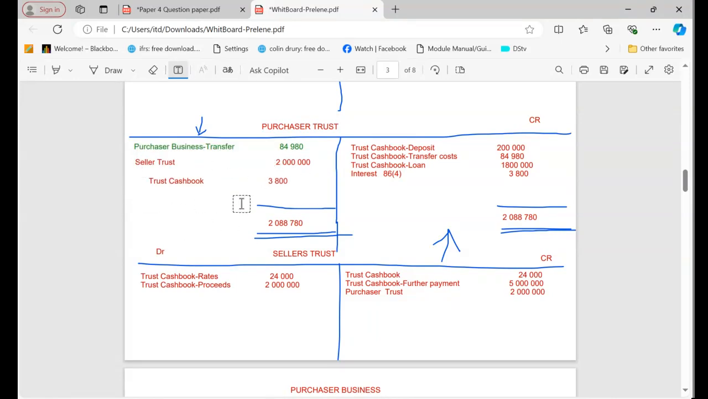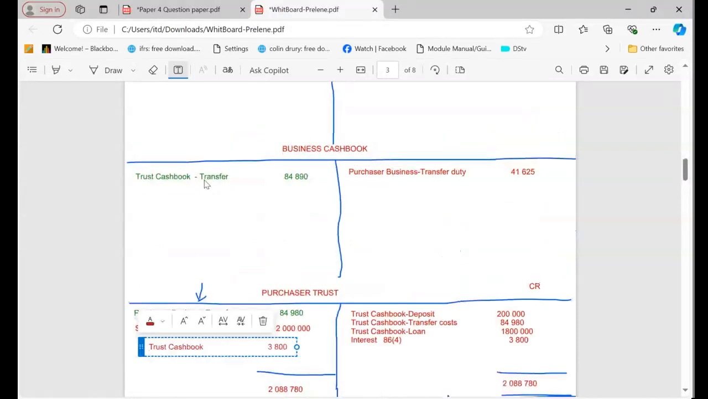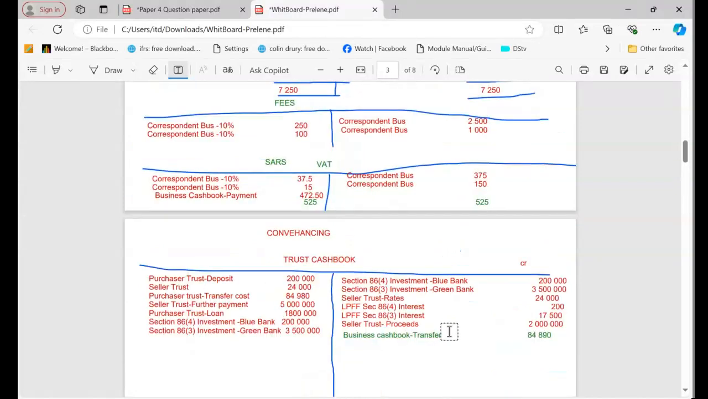Can you see now? Don't you remember the interest? Yes. So if there was no interest, this book was supposed to balance automatically if there was no investment at all. Okay. So I must take this to the trust book on the credit side. And I just say purchaser.